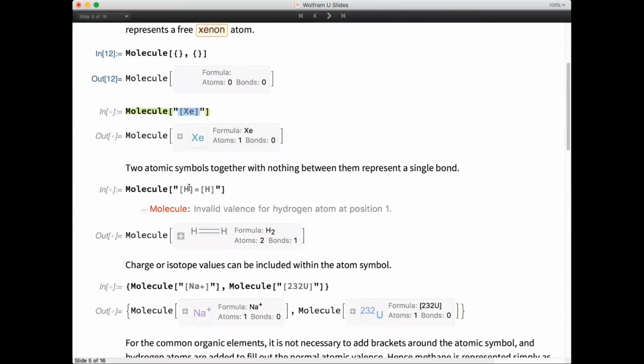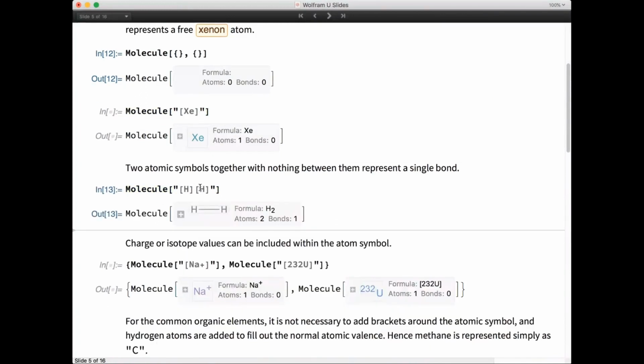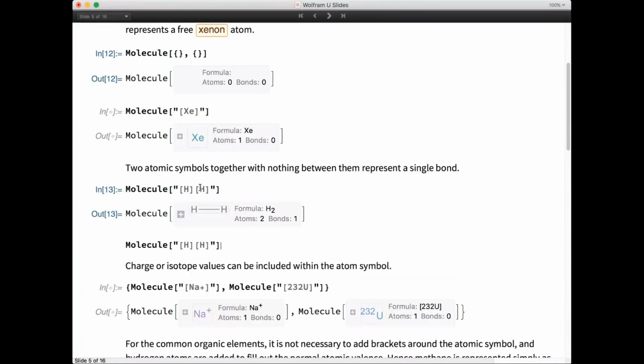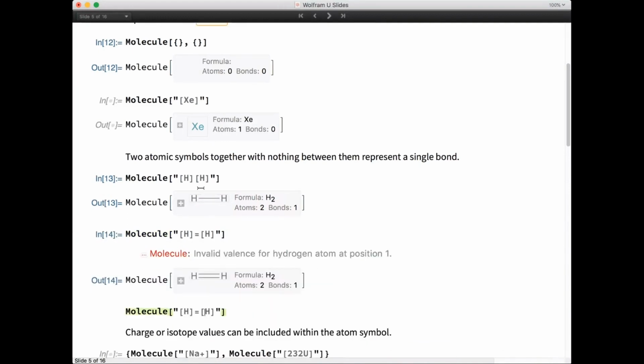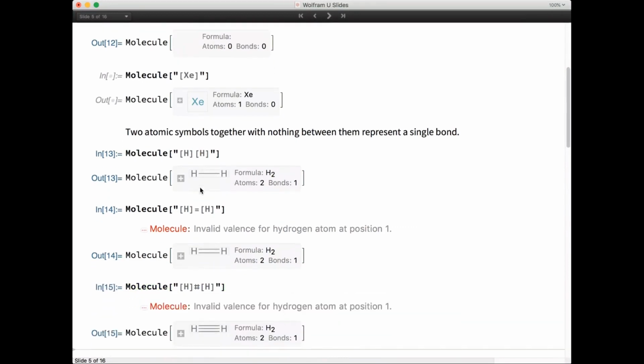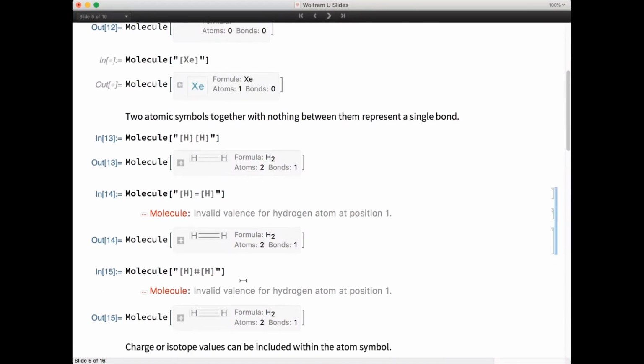Two atomic symbols together with nothing between them represents a single bond. Let's see if I did that. There we go. We get molecular hydrogen. Whereas if you put an equal sign, it becomes a double bond. Or you put the pound sign, and you get a triple bond. And notice here, you will get an error when stepping outside of the normal accepted valence states for atoms. But after you get that error, you still have an object that should work in all the various situations you need it.